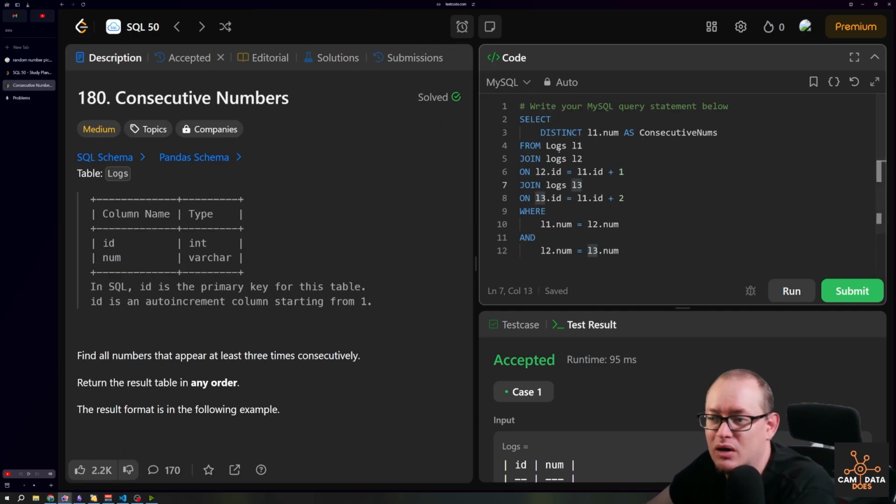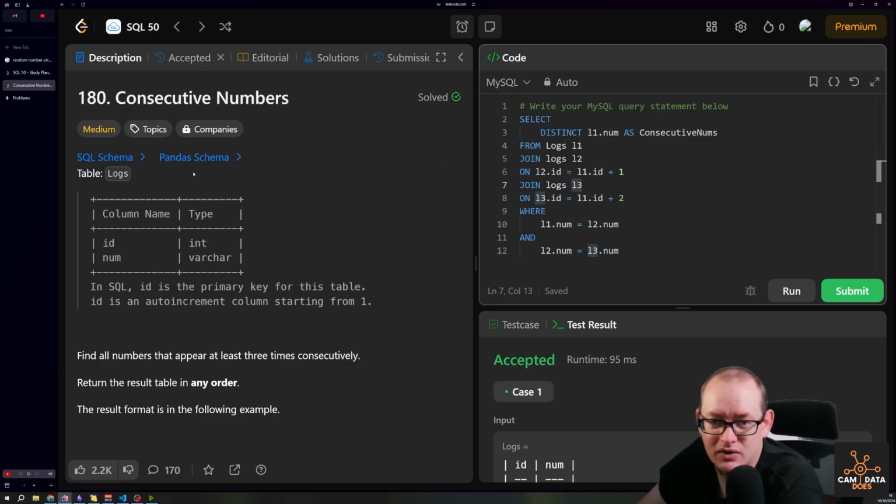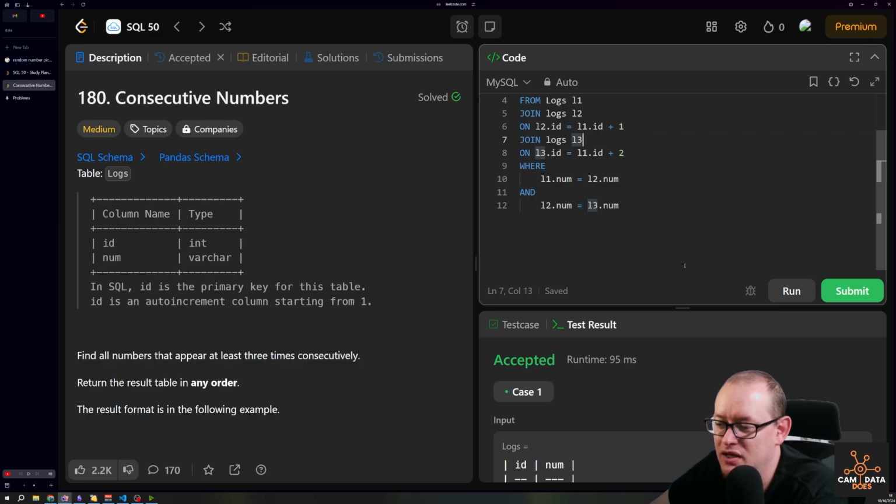This was a medium problem. I might do some more easy problems, because even some of their easy problems on Leetcode, I wouldn't say are very easy. But yeah, that's that.